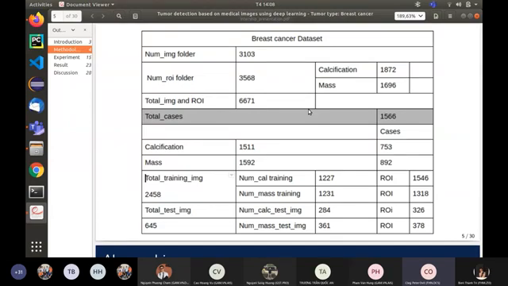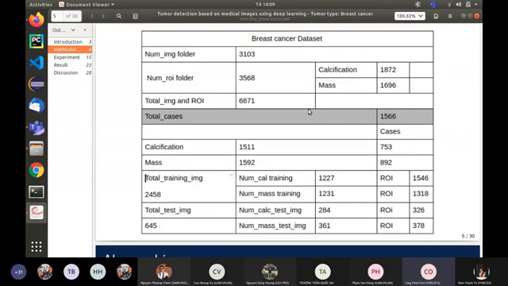And in total, I have 6,671, so total images and ROI. But in tumors, we have different types of tumors. We have calcification type and mass. So what's the difference? Calcification type is a bunch of tiny deposits of calcium salts that are too small to be felt but can be detected by imaging. So I can say it represents like a bunch of dots.